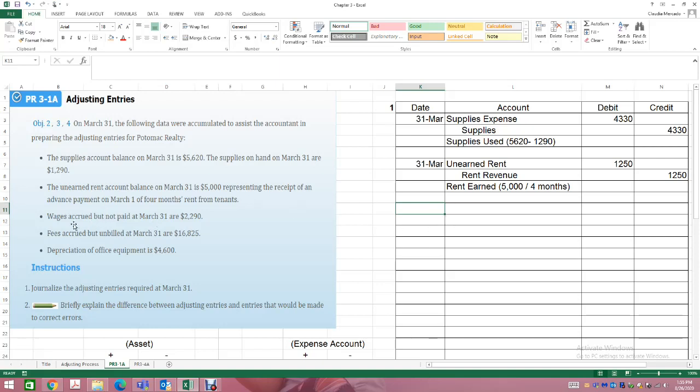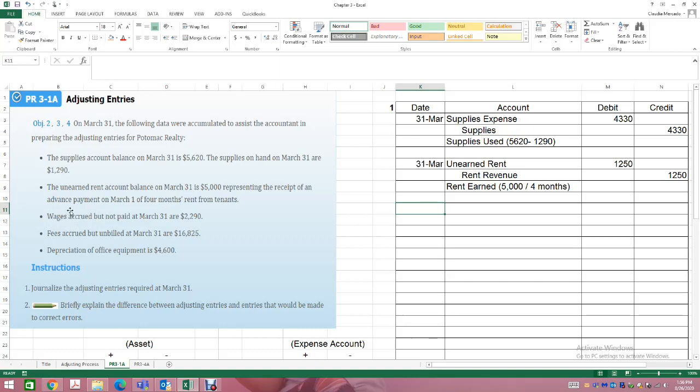The third entry, wages accrued but not paid. Okay. Wages accrued but not paid at March 31st are $22.90. So what does this mean? This means that employees worked during the month of March. Okay, we know how much they worked, we know how much we owe them, but we're not going to pay them till April. Okay, so we're going to accrue for those wages.